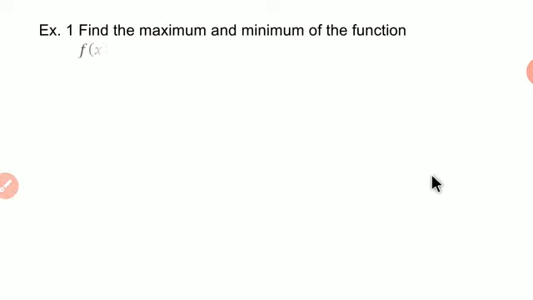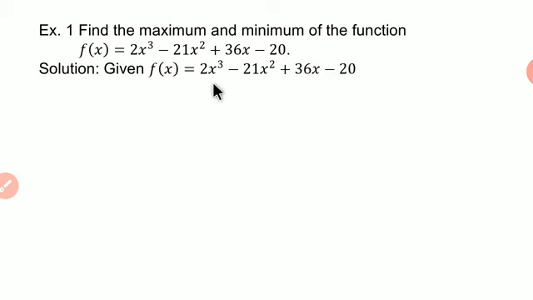Example 1. Find the maximum and minimum of the function f of x is equal to 2x cube minus 21x square plus 36x minus 20. Now here our aim is to find the maximum and minimum value of the given function. So consider the given function f of x is equal to 2x cube minus 21x square plus 36x minus 20.